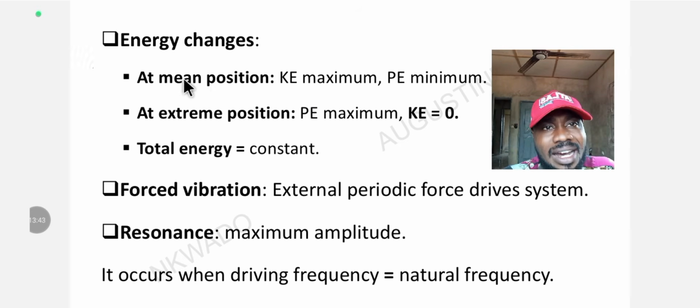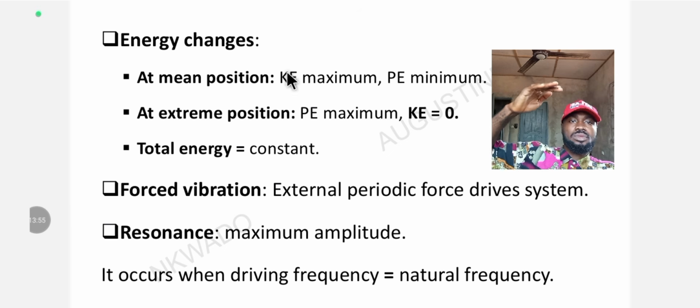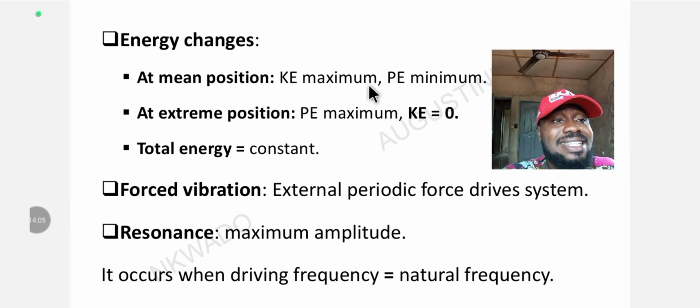So when we look at these principles according to energy changes, it said at mean position. When you say at mean position, it means at the highest level of movement. Is kinetic energy not maximum? Yes, it's maximum. But at that level, potential energy is minimum, because it's the energy stored in a substance by virtue of its position. At extreme position, potential energy is maximum, while kinetic energy is zero.